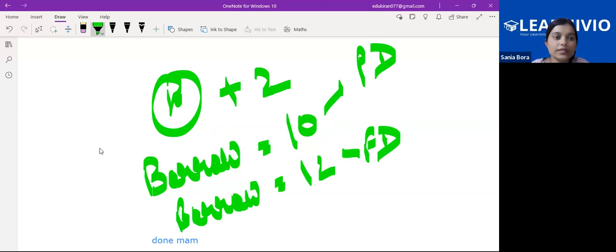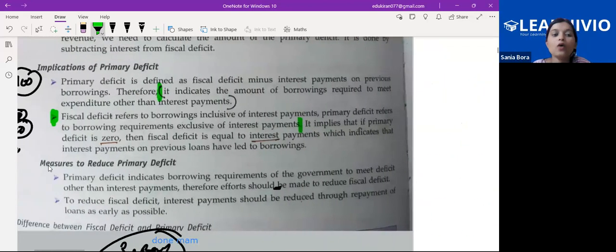Yes. Got it, Vivek? Is it clear? Can you hear me? Yes. Okay, and now, how to reduce it? Primary deficit indicates the borrowing requirement of the government to meet the deficit other than interest payment. Therefore, efforts should be made to reduce the fiscal deficit. If you reduce the fiscal deficit, automatically primary deficit will be reduced. And to reduce the fiscal deficit, interest payment should be reduced through repayment of loans as early as possible. So if you want to reduce primary deficit, reduce the fiscal deficit, and to do that, pay back all the loans as soon as possible. Only then will you get rid of loans. Clear? Yes, ma'am.